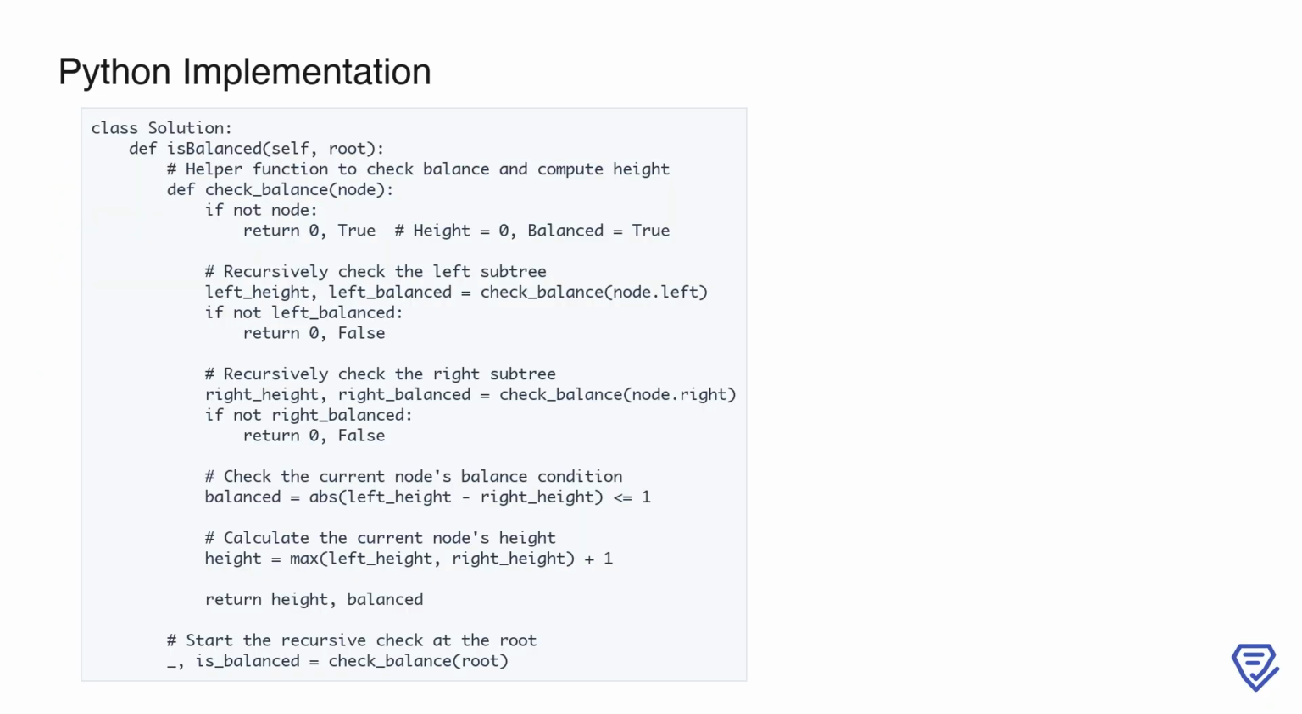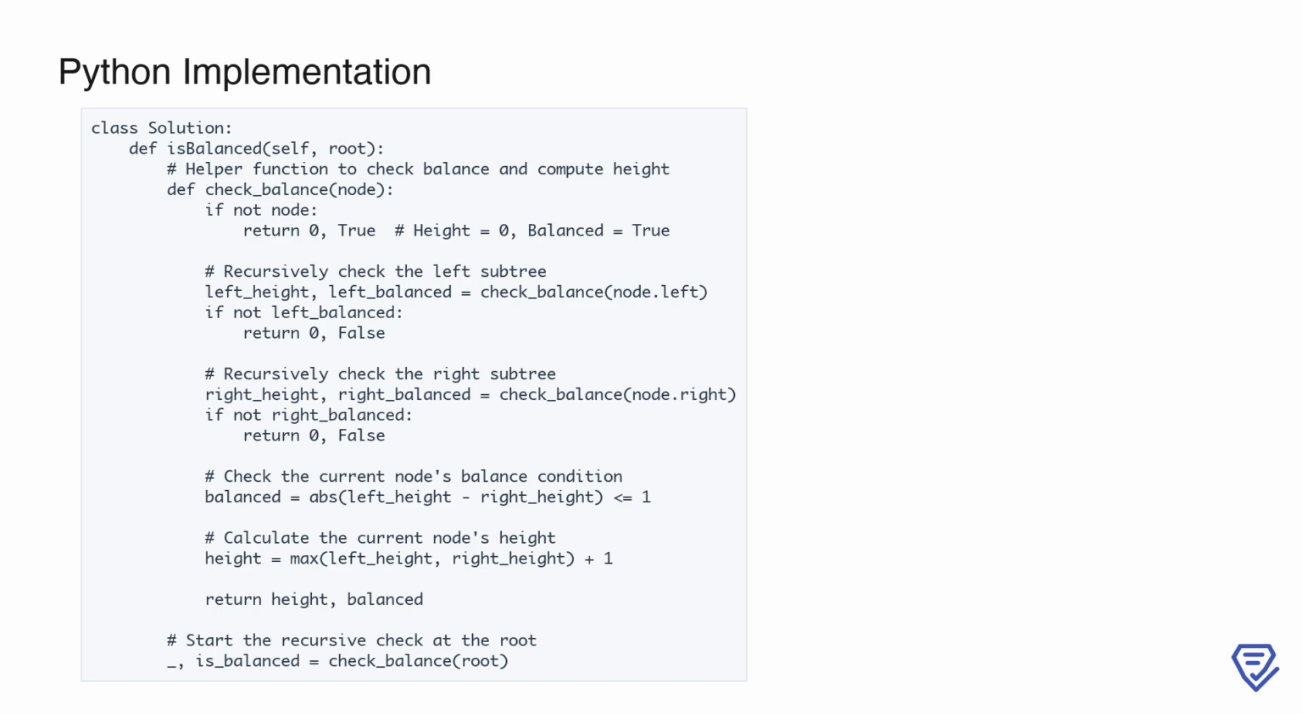Here, we define a class called solution with a method isBalanced that determines if a binary tree is balanced. Inside this method, we define a helper function called check_balance, which will recursively compute the height of each subtree and check if it is balanced. If the current node is null, we return a height of 0 and mark it as balanced since an empty tree is inherently balanced. Next, we recursively call check_balance on the left subtree of the current node.